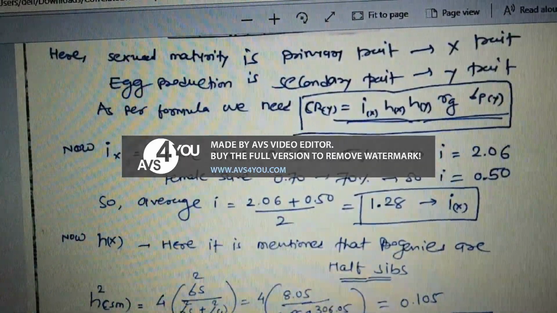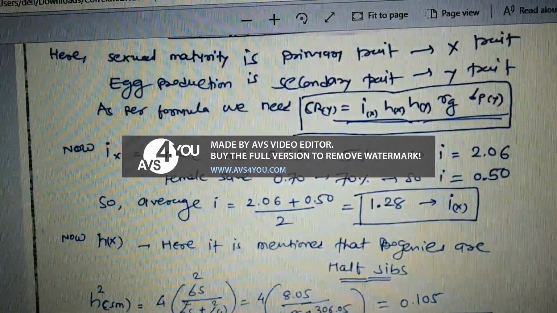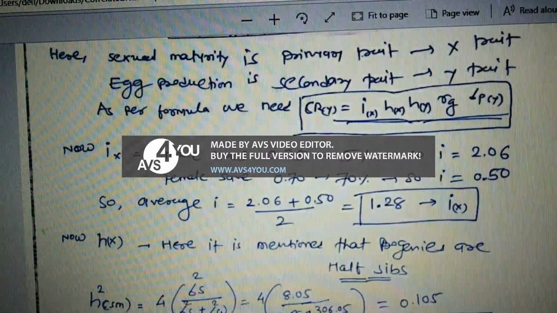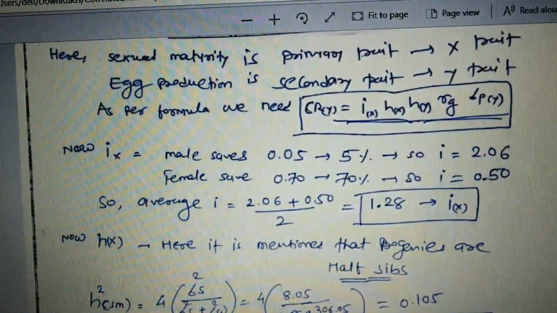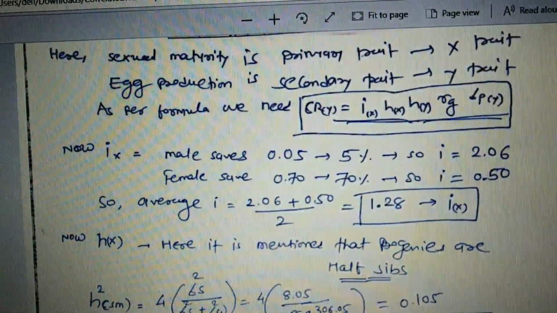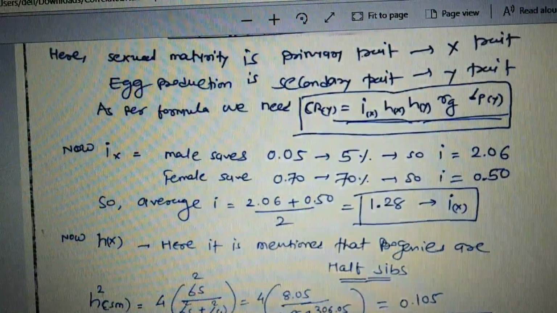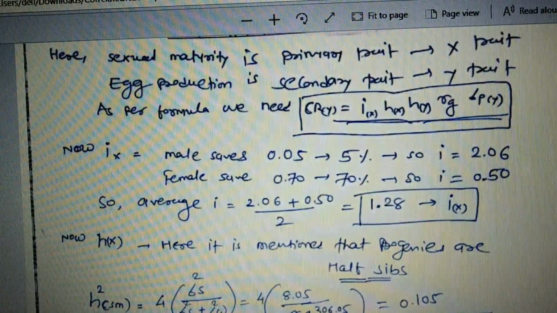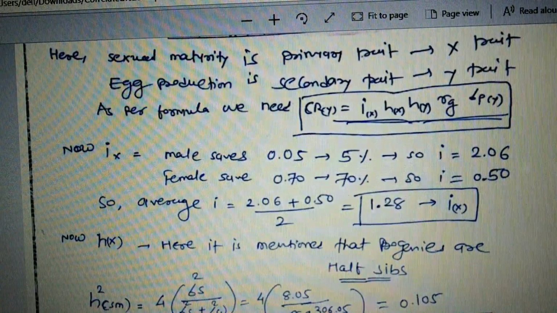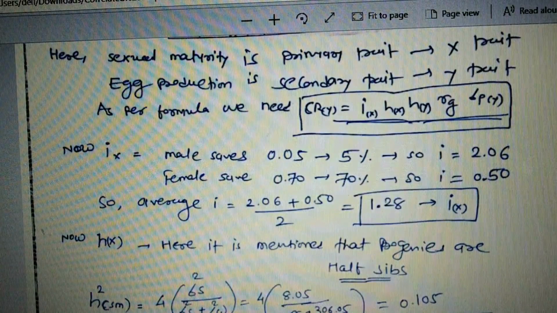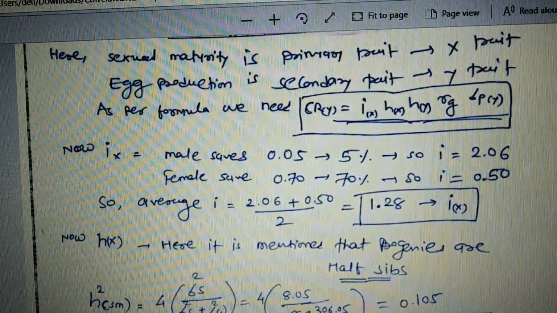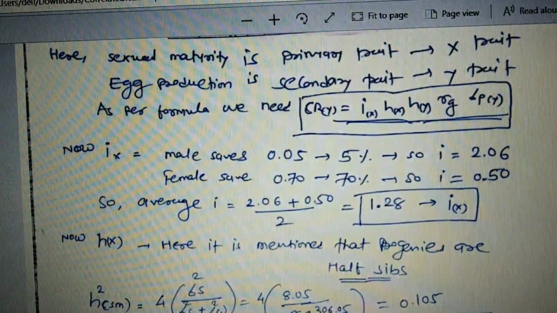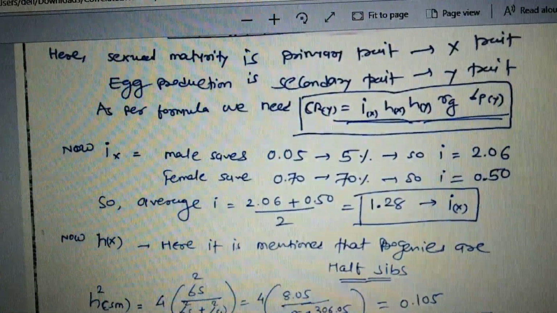So the intensity of selection is 2.06, which is already available in the table that we learned in the third practical. And for the female, 70% are saved, so I is equal to 0.50. Now we need IX, so we have to find the average intensity of selection for male and female. So it is 2.06 plus 0.50 divided by 2, which is 1.28.